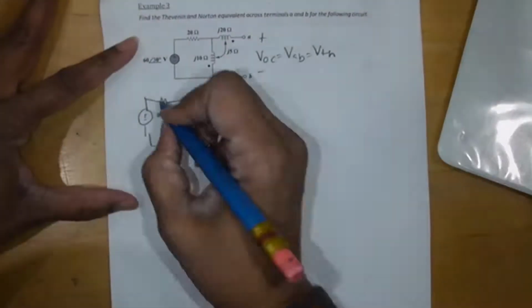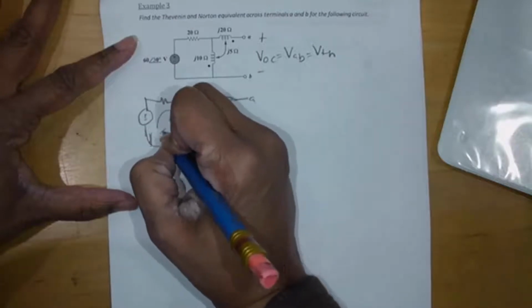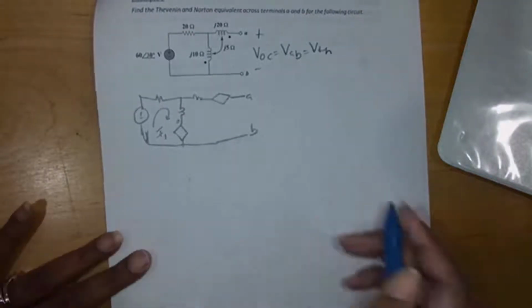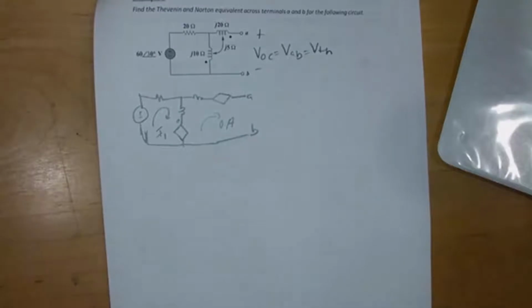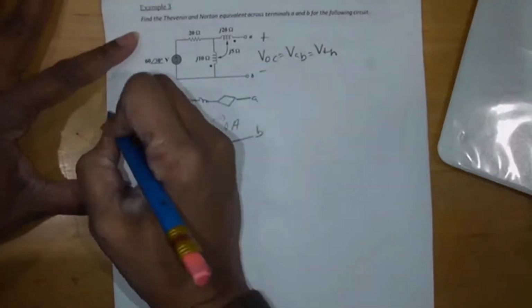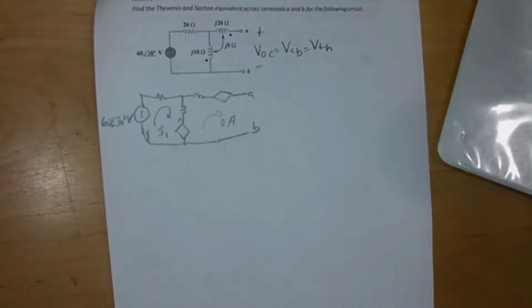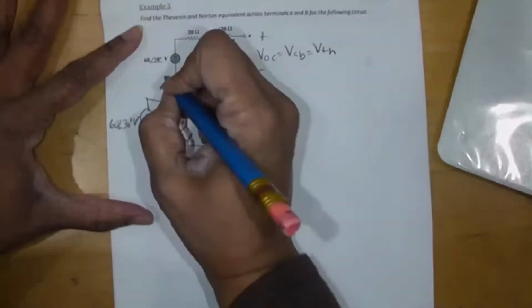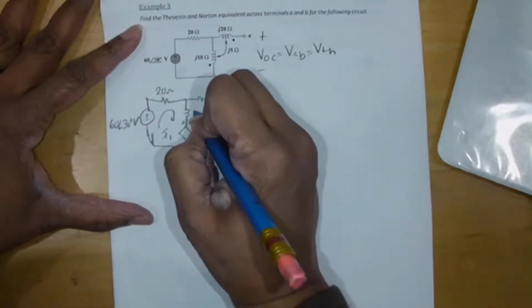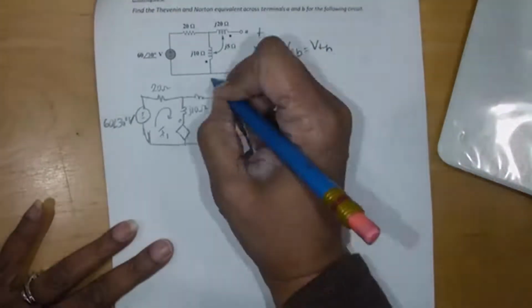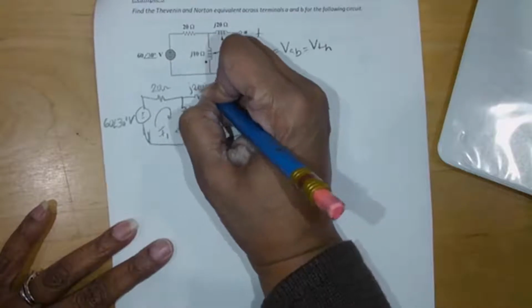Where I'm going to label this current clockwise I1. It's going to exit at the dot. And this is an open circuit, so there is no current over here, or you can show that it's 0 amps. So the voltage source over here is 60 with an angle of 30 degrees. This resistor is 20 ohms, and the inductor is J10 ohms. This inductor is J20 ohms.